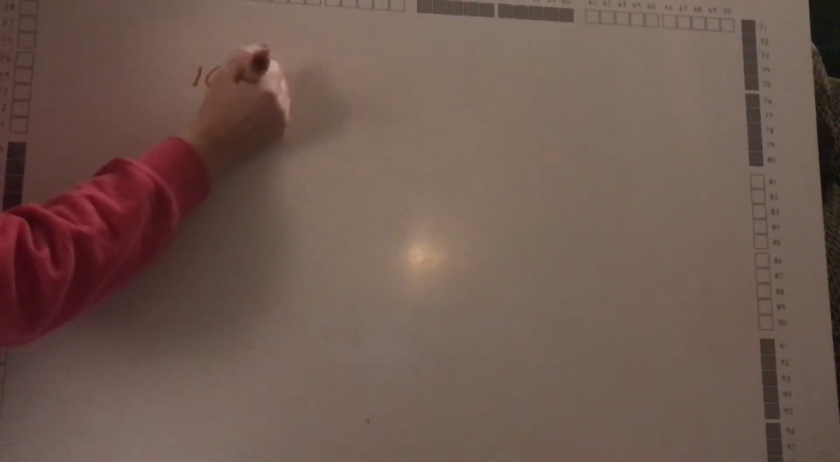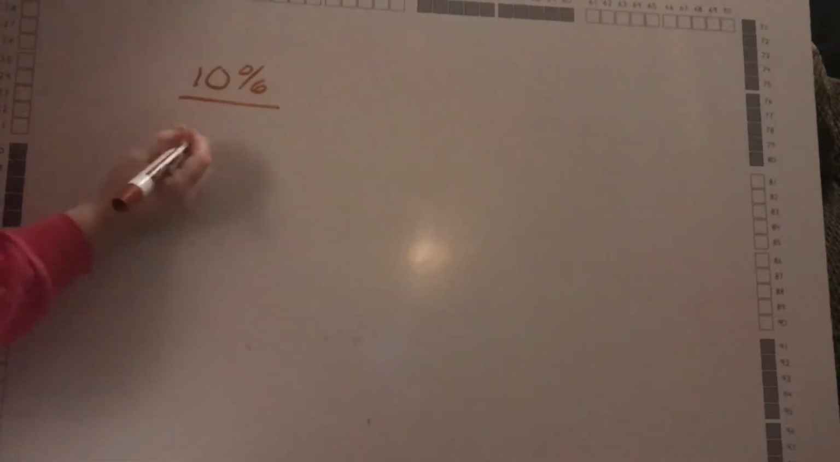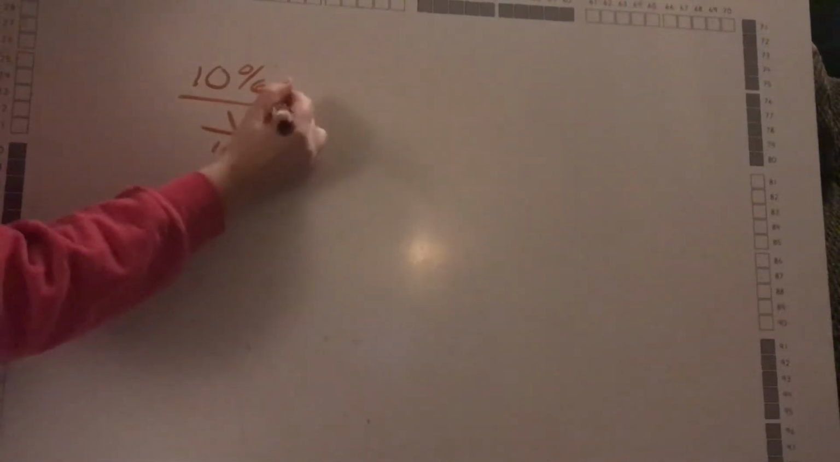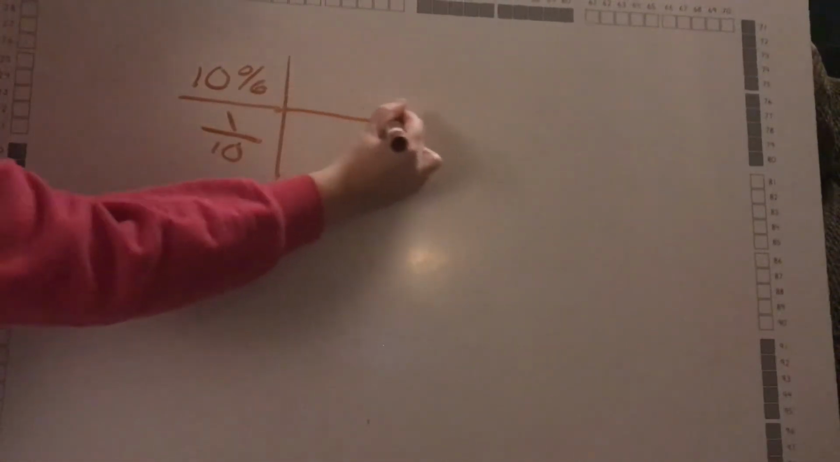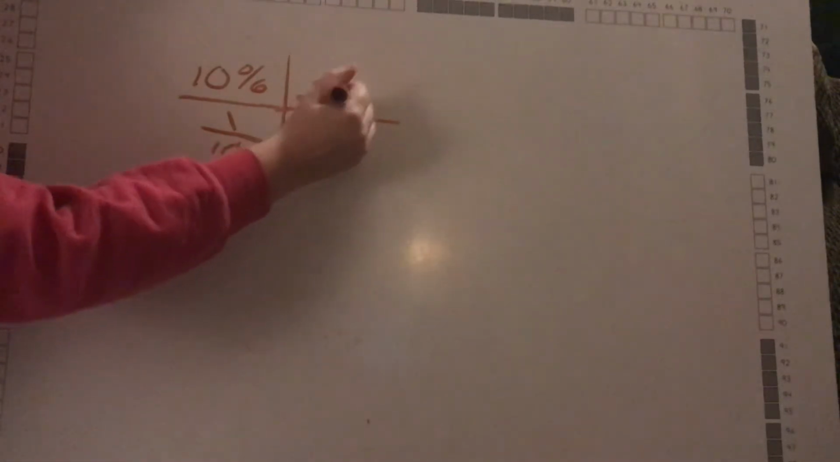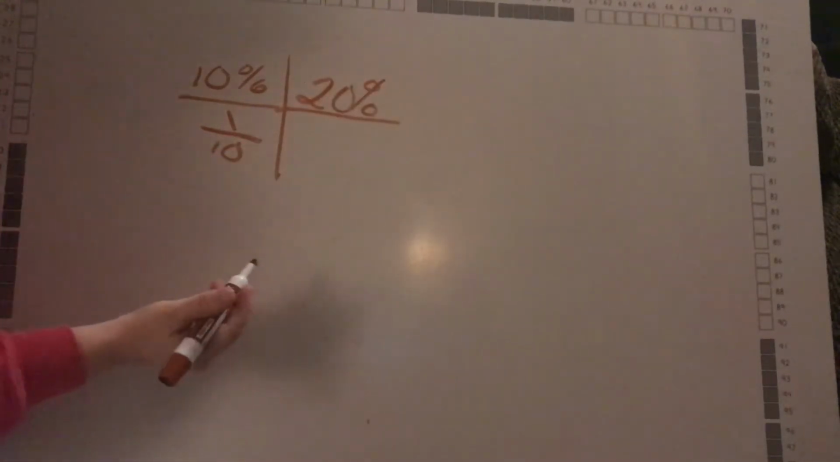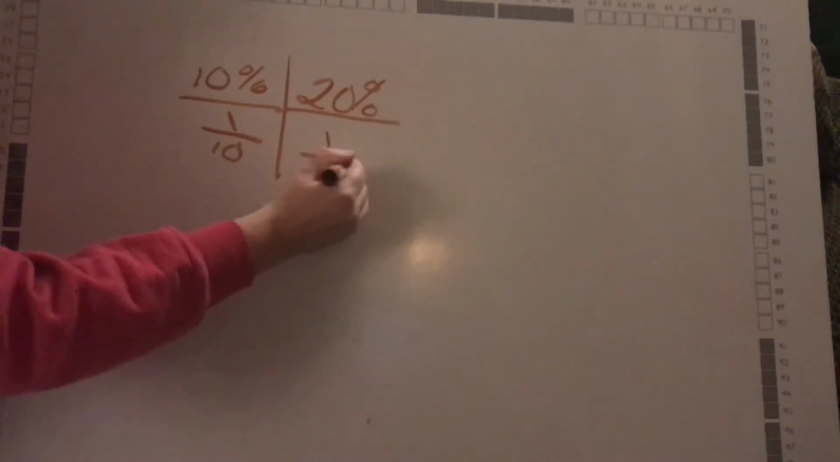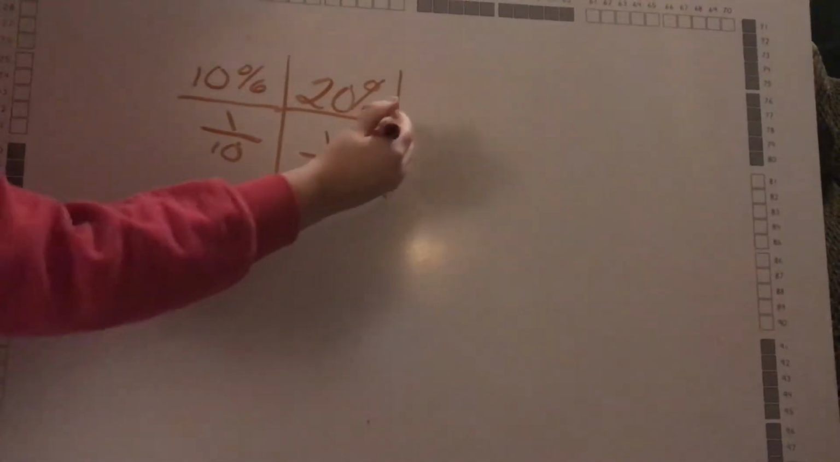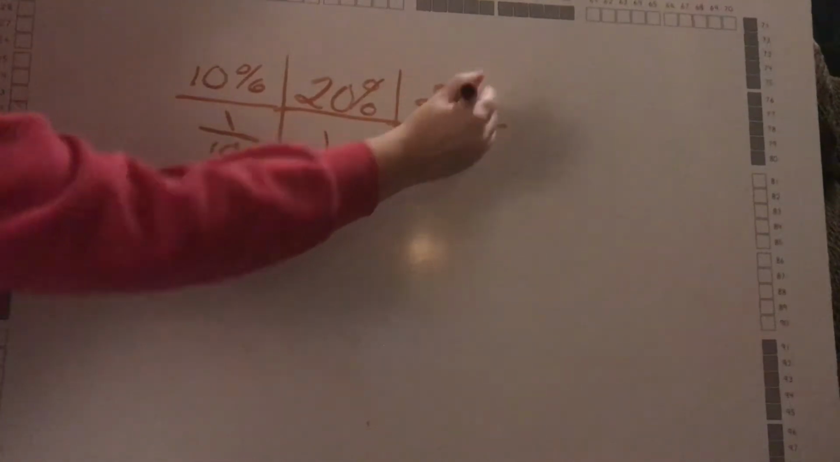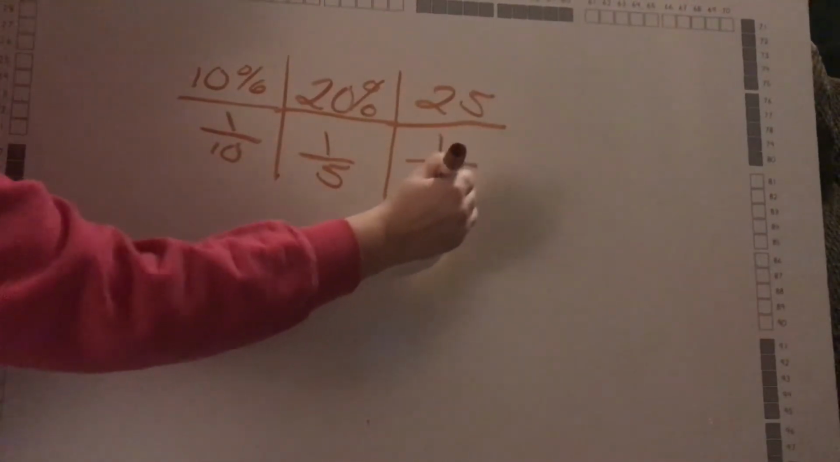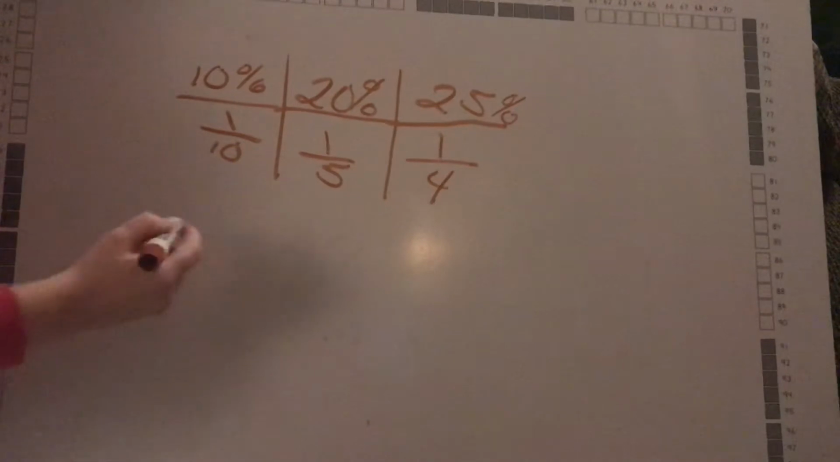Okay, because these are quick conversions that you should start to recognize and memorize when you see them. So we have 10%, and that is equal to 1/10. And then we have 20%, which is equal to 1/5. 25%, which is 1/4.